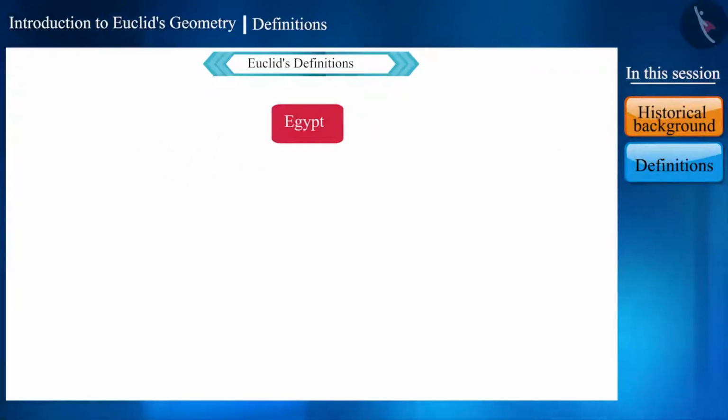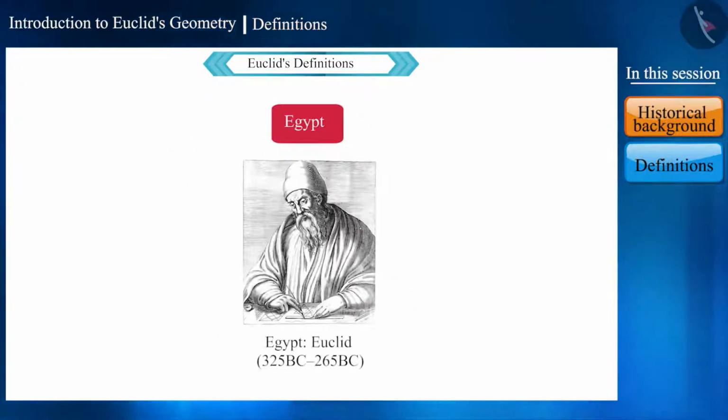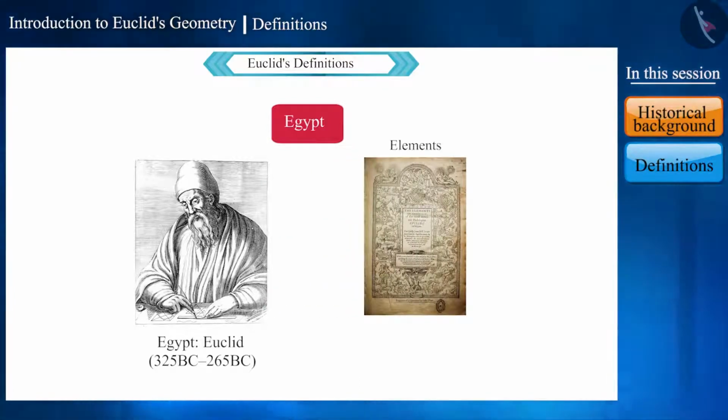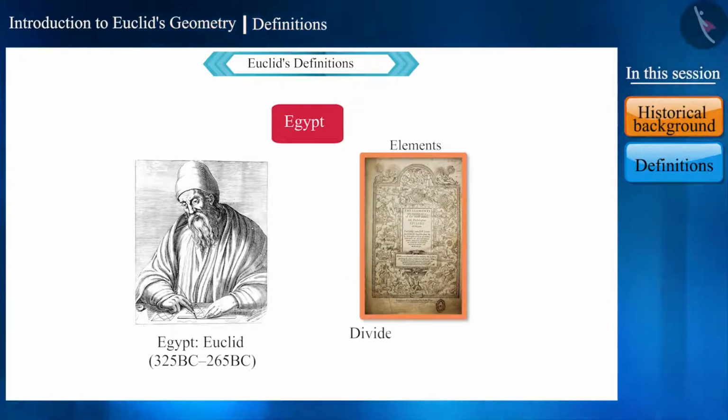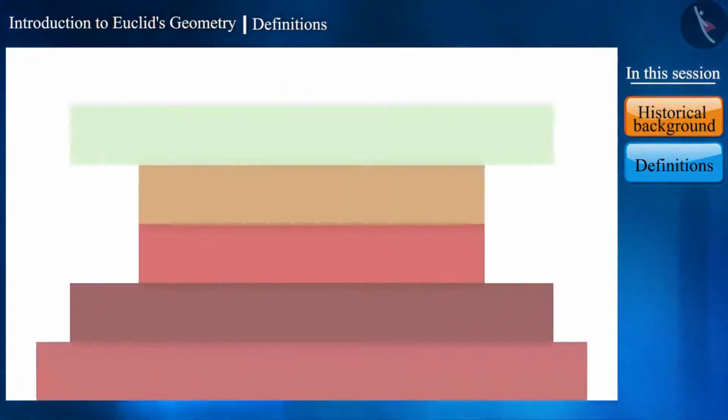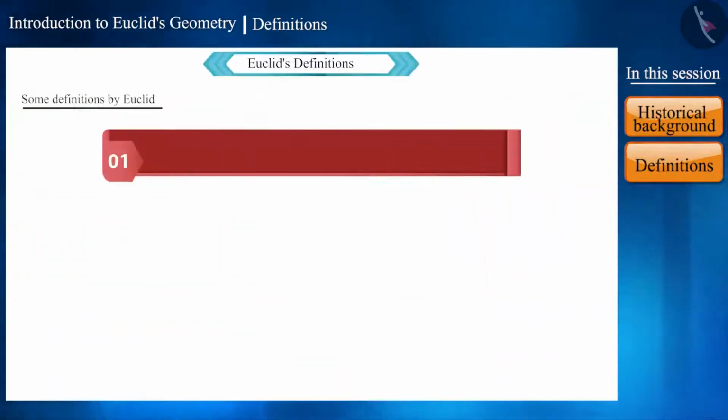Euclid, a teacher of mathematics at Alexandria in Egypt, arranged all these statements briefly as definitions in his book, Elements, in which he collected all the knowledge of mathematics known up to that time. He divided that book into 13 chapters and named each one a booklet. Friends, let's look at those definitions.